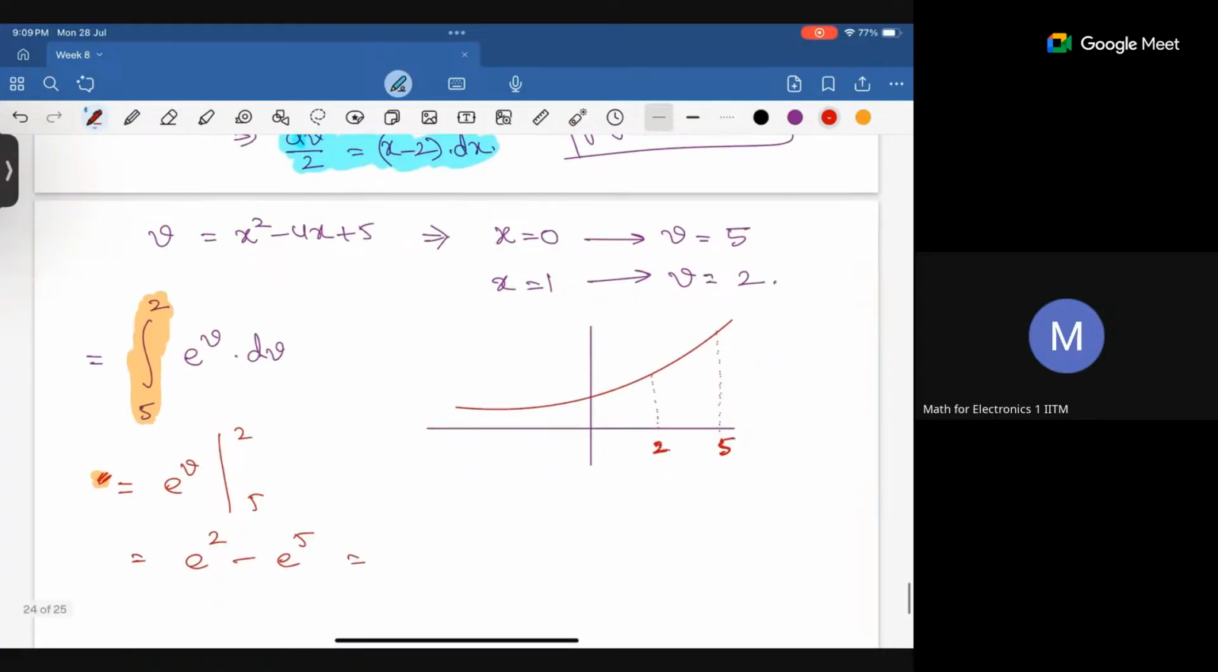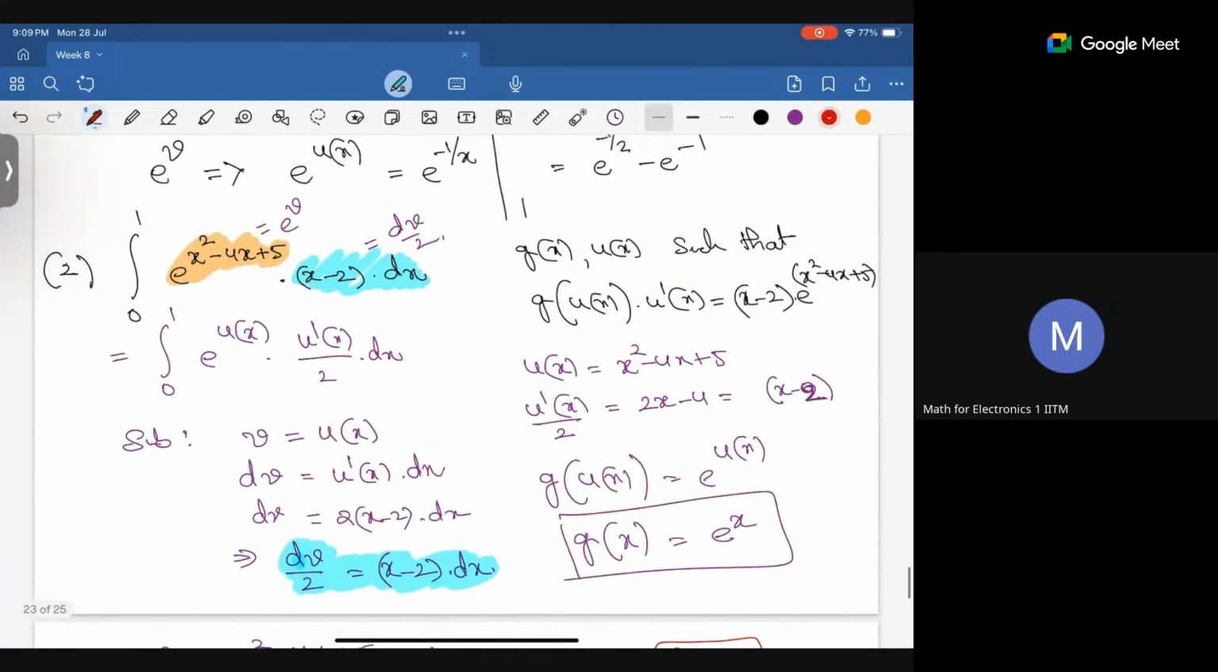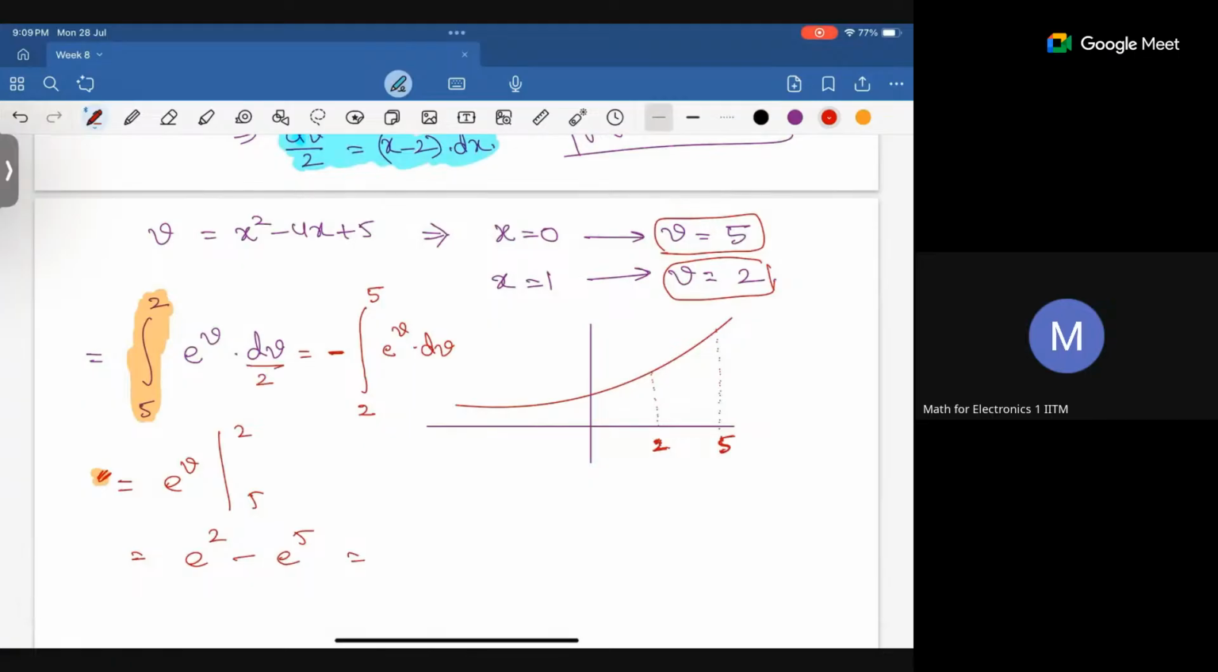Right. So this is not mathematically correct. Instead, if our lower limit is higher and upper limit is smaller, then what we write is we take a minus outside and make the lower limit the upper limit and the upper limit the lower limit. So we take the minus outside and we integrate from 2 to 5 of e power v dv. So it's not e power v dv actually, it is dv by 2. So we have by 2, so there is by 2 by 2. So this will be the answer.